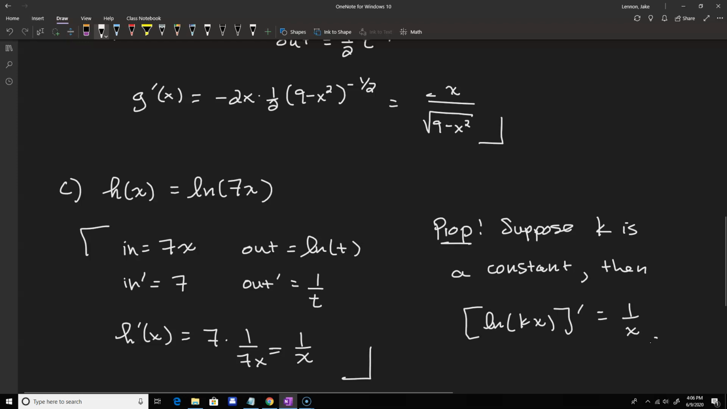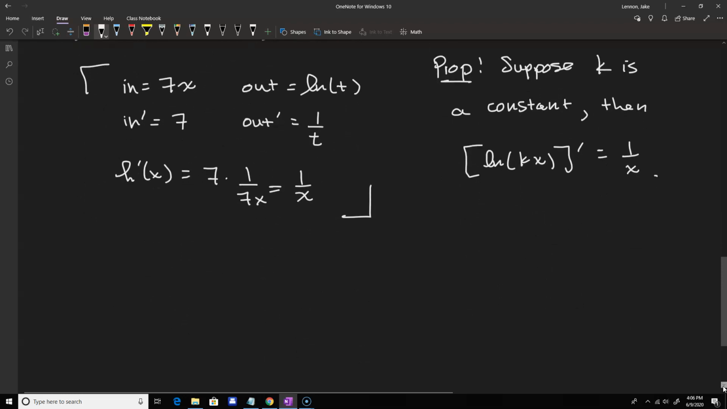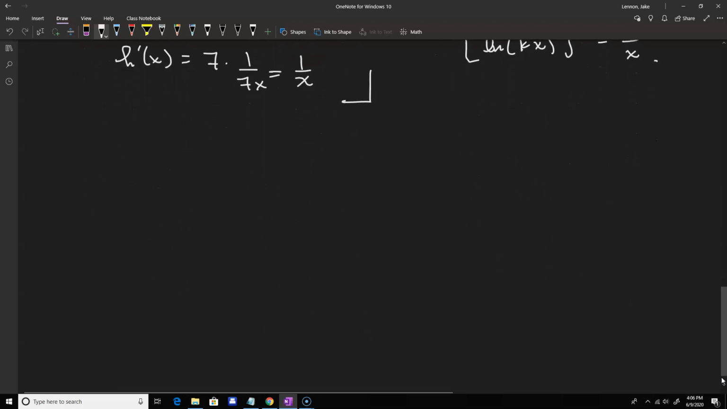So you can think of that as a little thing that you can use if you see the natural log of a constant times x again. You can just write down 1 over x. And the proof would go exactly the same as the problem we just did. You would just replace 7 with k.